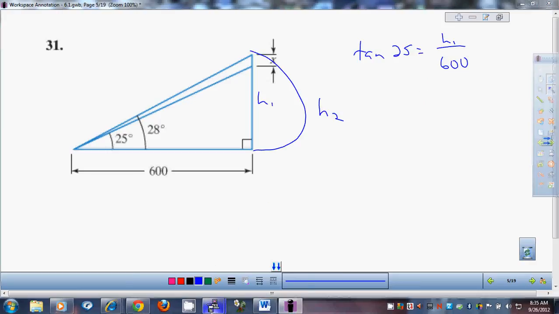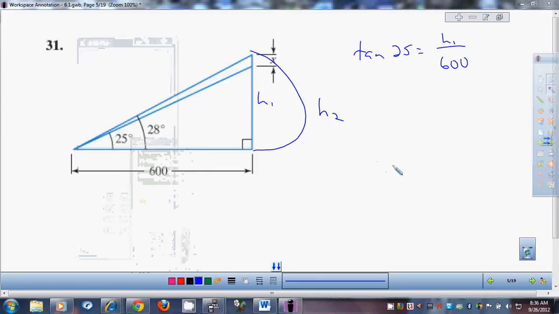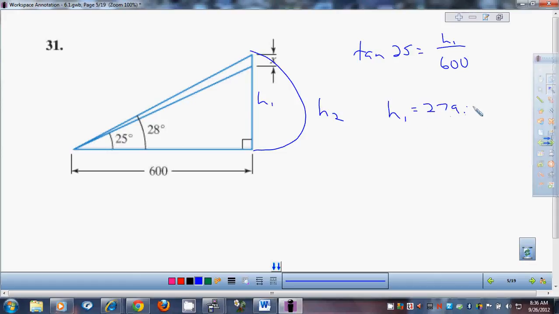600 times tan 25. What? Oh, was it 600? Oops. There we go. 279.78. H1 equals 279.78. Now we'll find H2 doing the exact same thing, except now using the 28-degree angle.